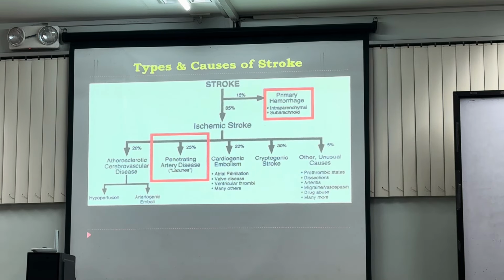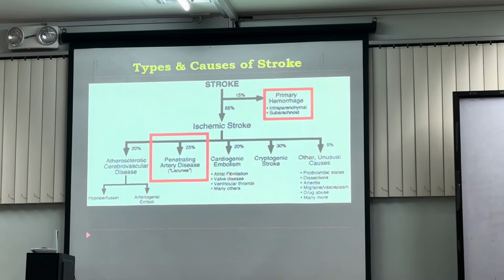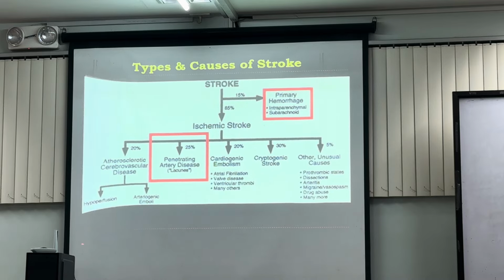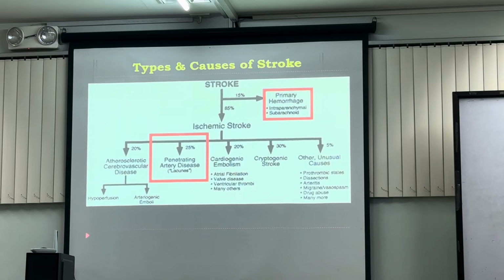There, you can have possible etiologies or pathophysiology in terms of whether it's an atherosclerotic cerebrovascular disease, whether it's small vessel penetrating artery disease, so you develop a lacune, or cardiogenic embolism. And possible causes would be atrial fibrillation, valvular disease in the heart, ventricular thrombus, and other cryptogenic causes. Okay.